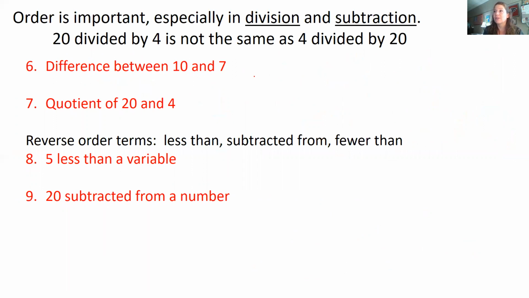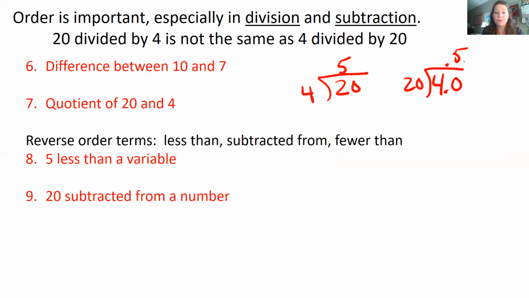It is. So especially in division and subtracting. So adding and multiplying, if I add 2 plus 3, I'm going to get the same answer if I turn it around and add 3 plus 2, right? However, with division and subtracting, if you reverse the order of the numbers, you're not going to get the same answer. For example, 20 divided by 4 is 5, which is not the same as 4 divided by 20. 4 divided by 20 is 0.2. Those are different numbers, right?